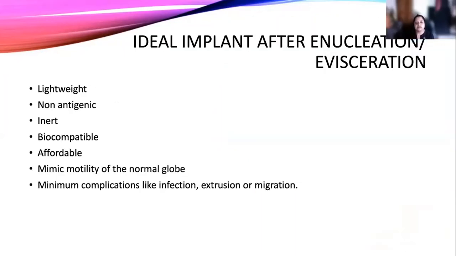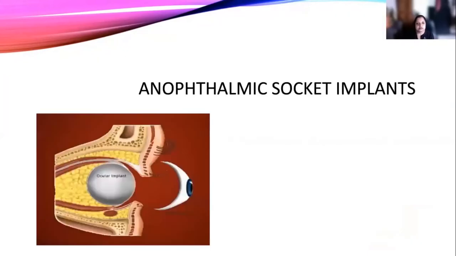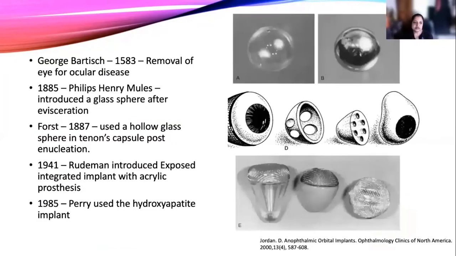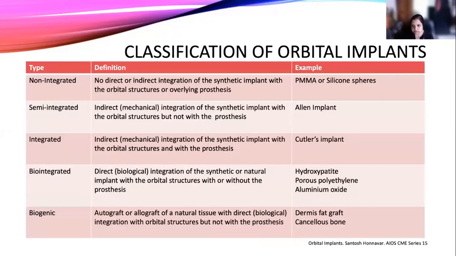So we have the anophthalmic or the socket implants. Now, these are usually placed in an acquired anophthalmos or in a congenital anophthalmos, where in 1583, the removal of the eye was first introduced by George Bartisch. And subsequently, there have been a lot of implants which have been used and undergone a lot of changes to help socket cosmesis and expansion.